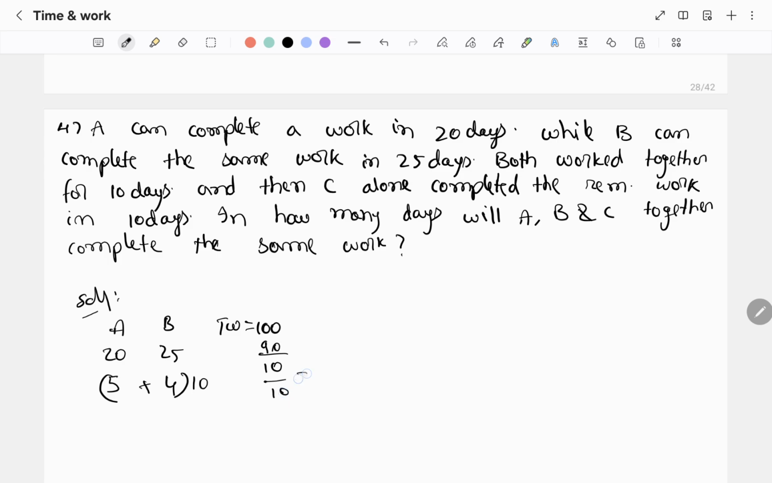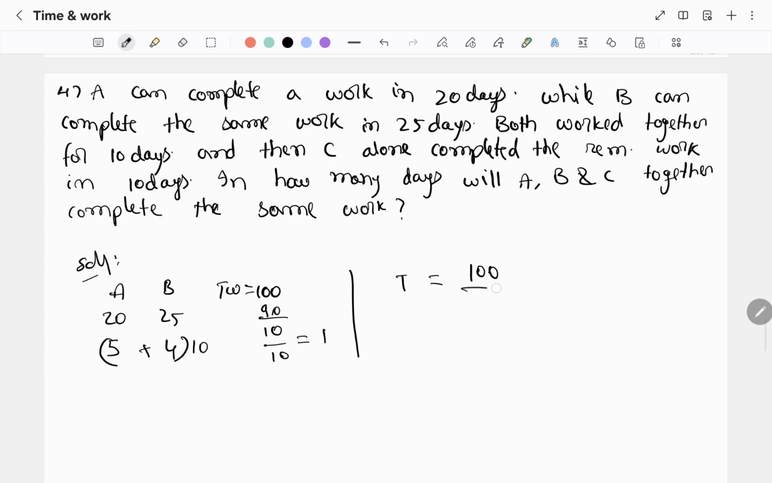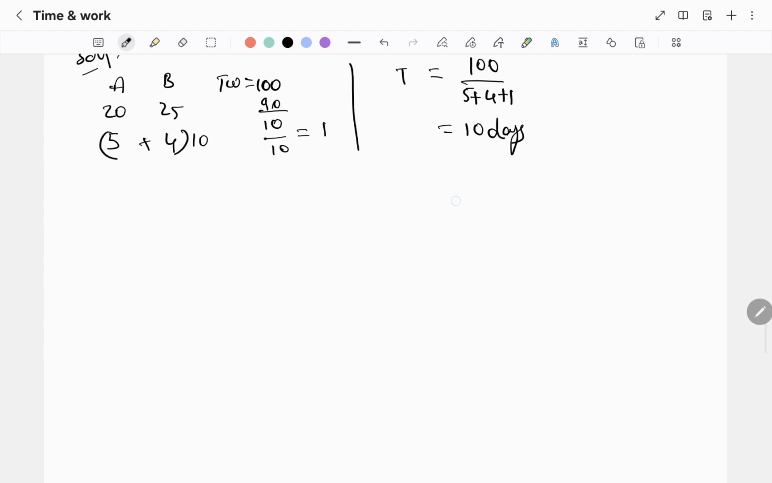Means C's efficiency is 1. Now, if they work together, they are asking in how many days they will complete the work. So the time taken by A, B, C: total number of work parts is 100. Their efficiencies are A is 5 plus B 4 plus C 1. So total 10 days. Together, in 10 days they can complete the work.